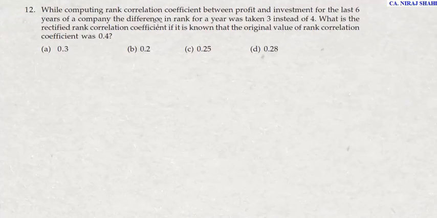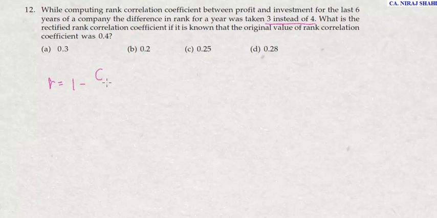While computing rank correlation coefficient between profit and investment for the last 6 years of a company, the difference in a rank for the year was taken 3 instead of 4. What is the rectified rank correlation coefficient if it is known that the original value of rank correlation coefficient was 0.4? So it is a question about some mistake which we have made at a time of computing the rank correlation coefficient. Let me put the formula.